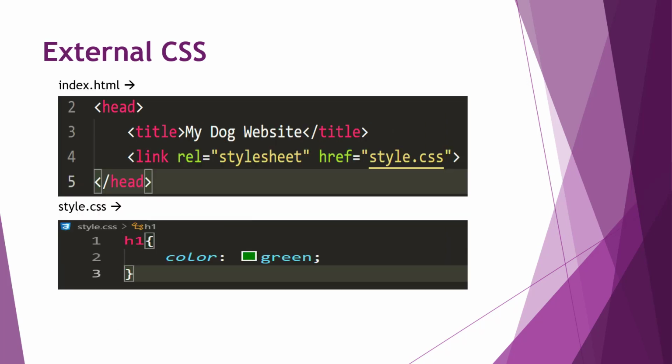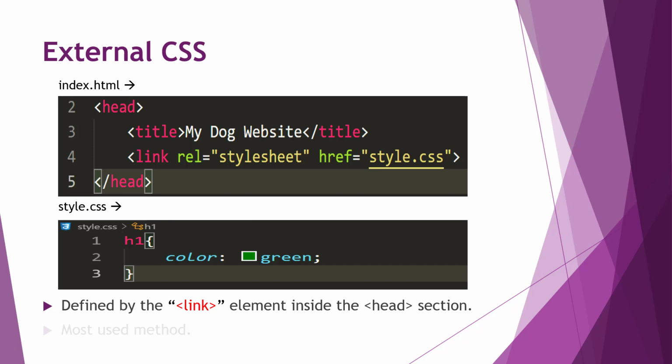At last, we have external CSS. With an external style sheet, you can change the look of an entire website just by changing one file. External style sheets are defined within the link element inside the head section of an HTML page. An external style sheet can be written in any text editor and must be saved with a .css extension. The external CSS file does not contain any HTML tags. This is the most preferred method of using CSS in a website, and we will be using this method for all our further examples. Now let's acquaint ourselves with the CSS syntax.